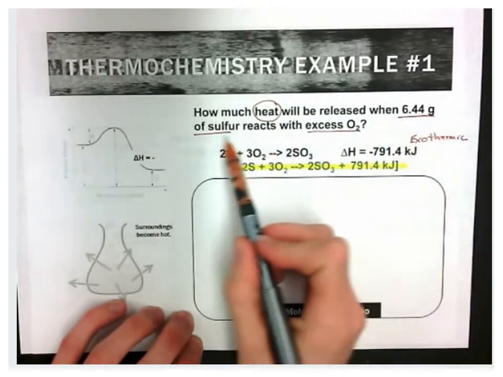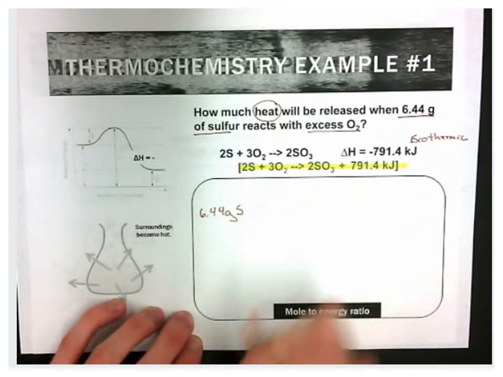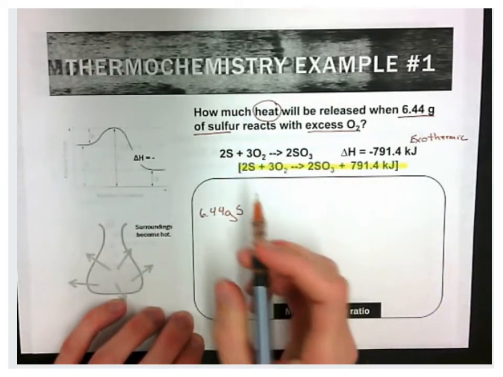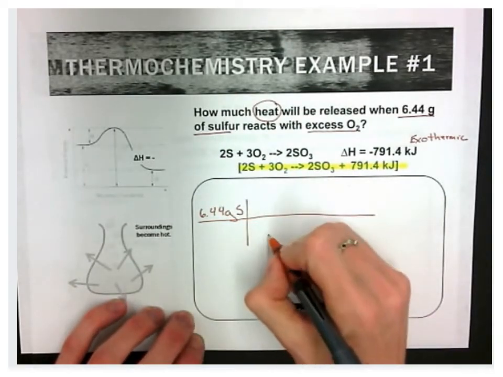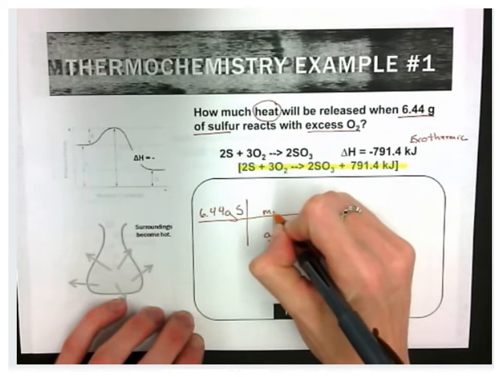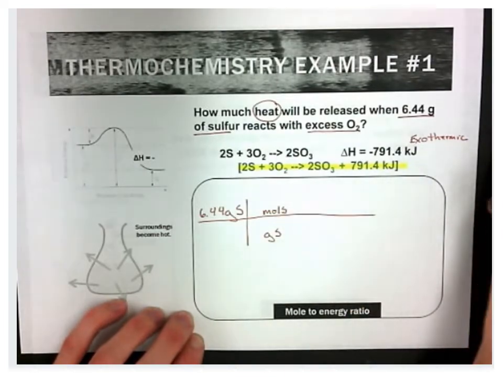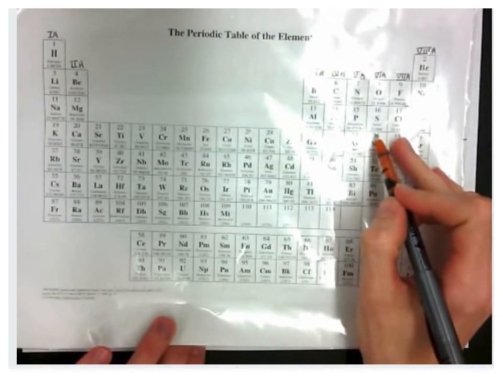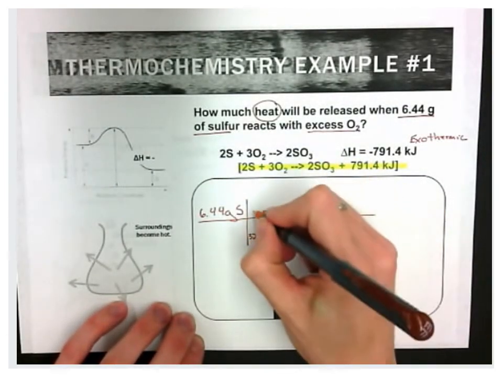So first, I'm going to start with my given, 6.44 grams of sulfur. Before I can use my balanced equation, instead of grams of sulfur, I'm going to need moles of sulfur. Now this grams per mole is just molar mass. I grab my periodic table. I find sulfur. It's 32.06. 32, we'll call it grams per mole.